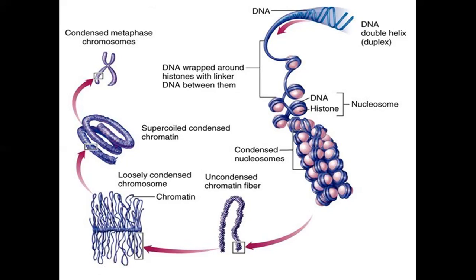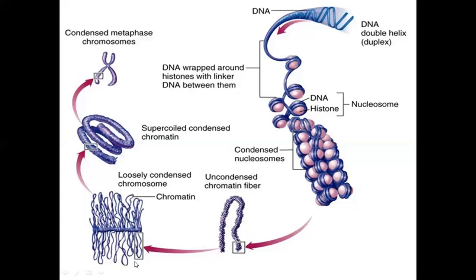Now, a single length of DNA, as you can see here, is wrapped around proteins called histones to form a structure called a nucleosome. So this is the DNA that is coiled tightly around the histones to form nucleosomes. And nucleosomes are further coiled up tightly to create a chromatin loop. And this is a far more uncondensed chromatin fiber when compared to the metaphase chromosome. Now, this uncondensed chromatin fiber, which is formed by the condensed nucleosomes, further undergoes condensation to form loosely condensed chromosomes.